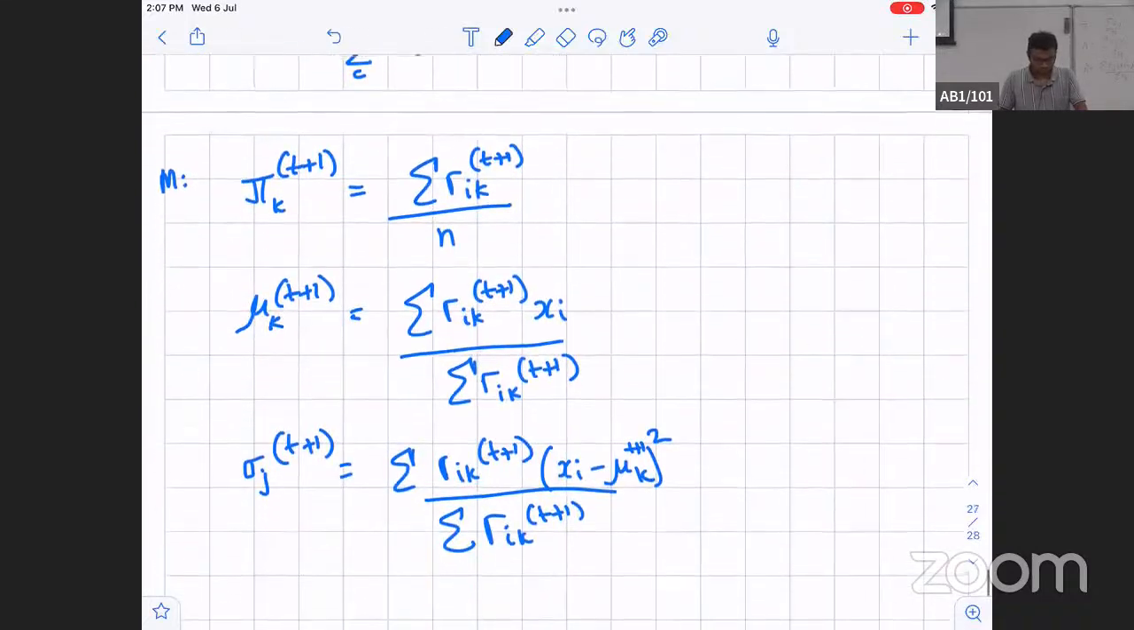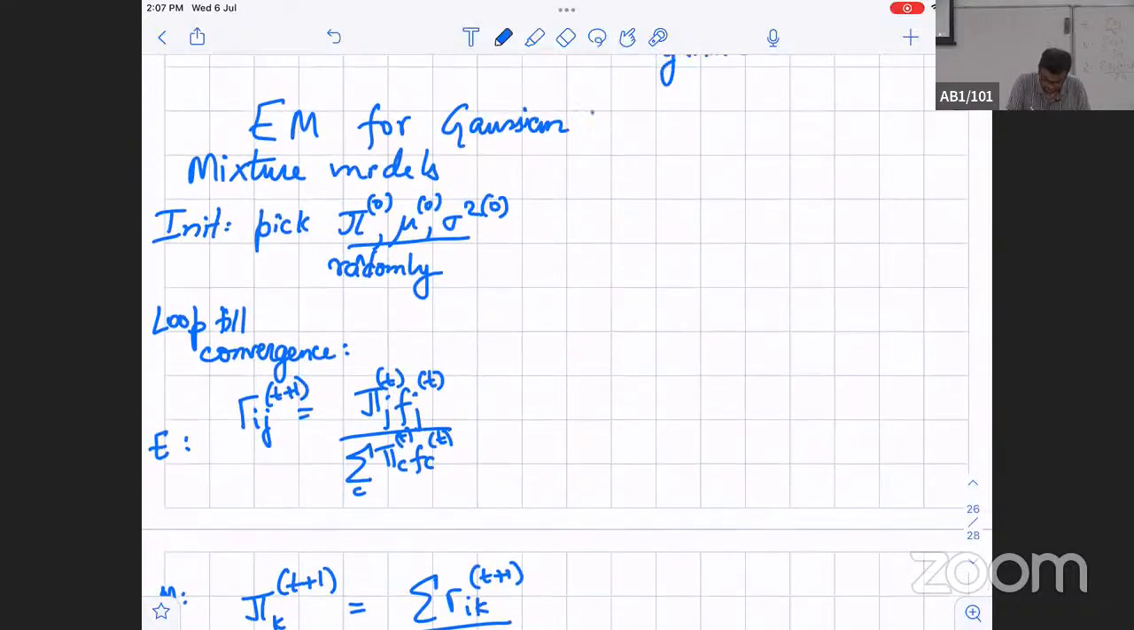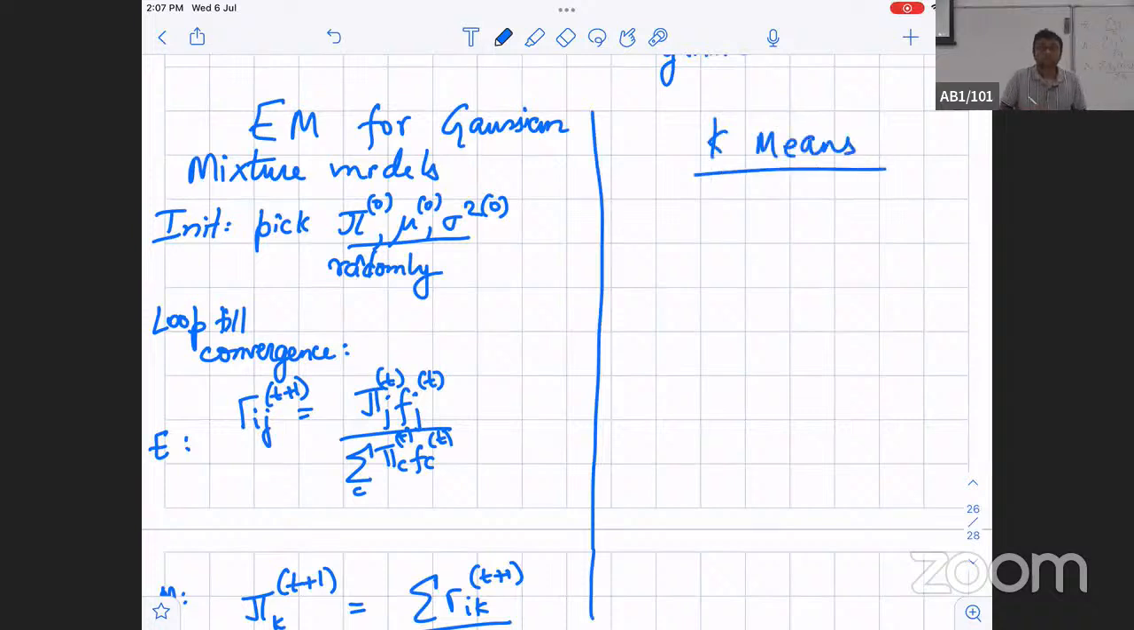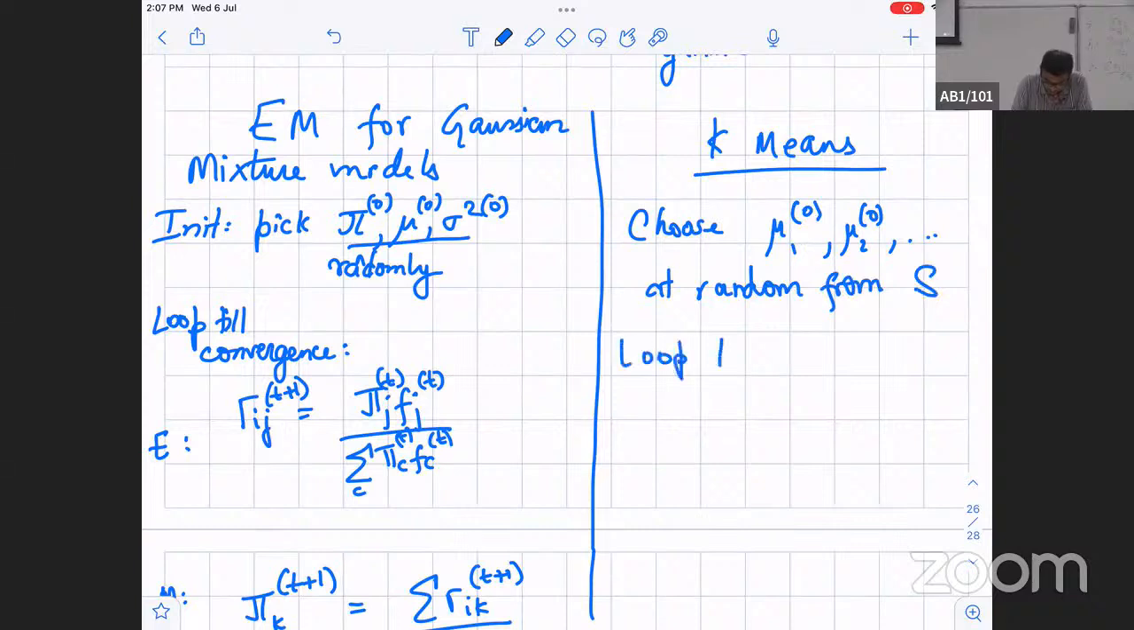Okay, so I would just like to contrast this with k-means. Can someone help me write k-means over here? So what do you do first in k-means? Yeah, you choose the cluster centers, right? So choose centroids mu1 0 to mu2 0, like this, at random from your data set. Then loop till convergence.